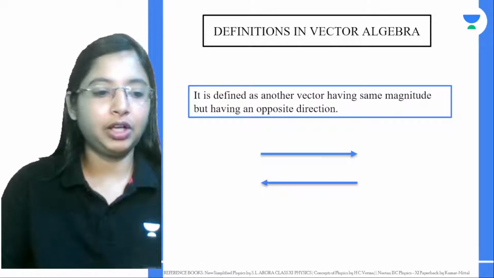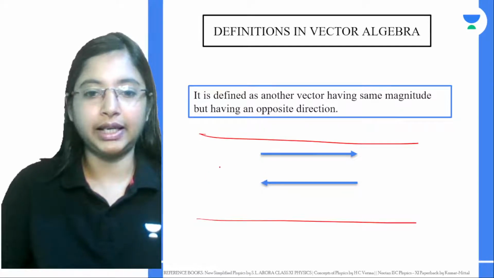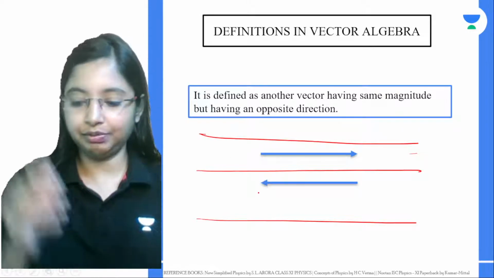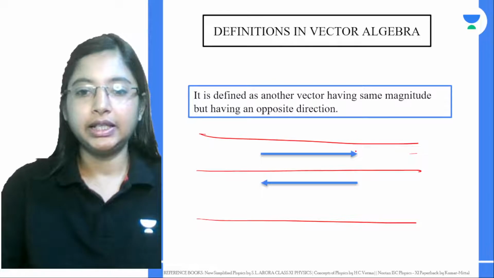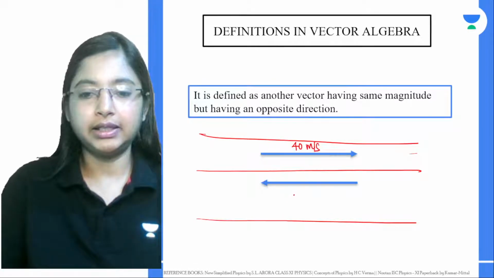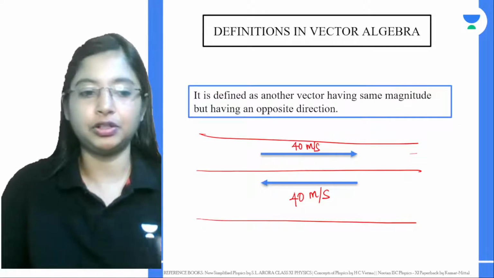For example, think of this as a lane, and this is one way and this is another way, like your roads basically. Here, let's say there is a car going at 40 meters per second, and there is another car over here also going at 40 meters per second. Here the magnitude of the vector is the same, but the direction is different.